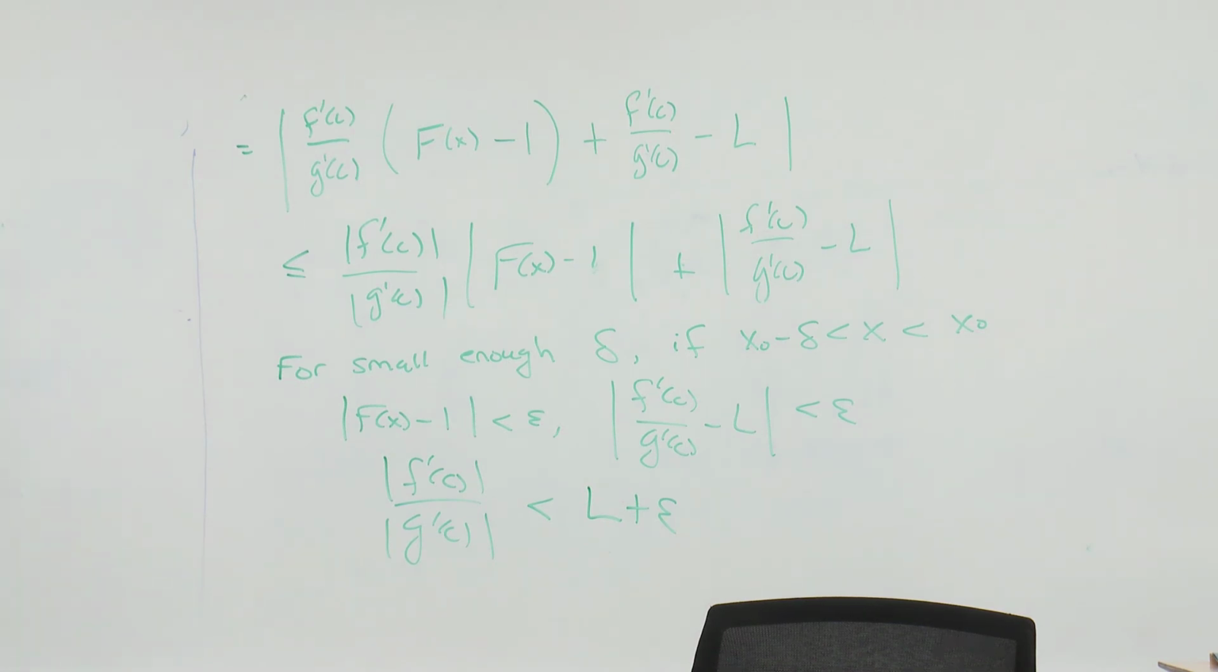So this can be made less than any tolerance I like, by taking epsilon small enough. And that's good enough. And it's good enough for your calculations too.